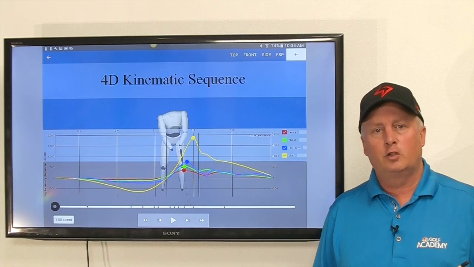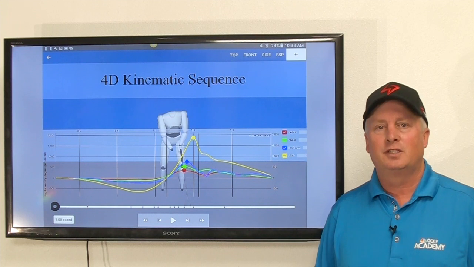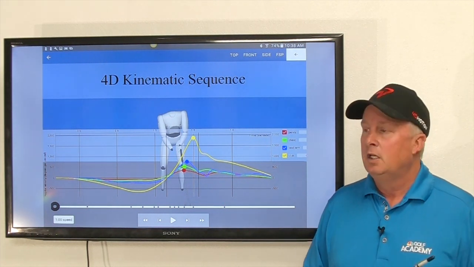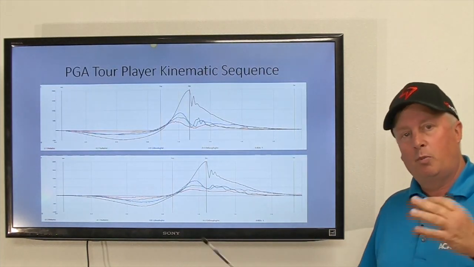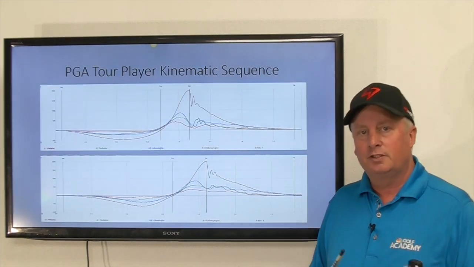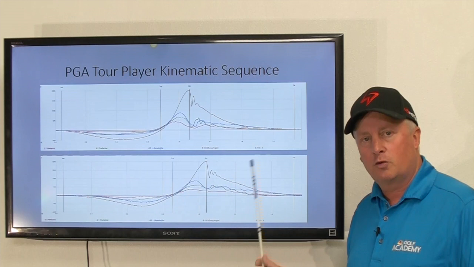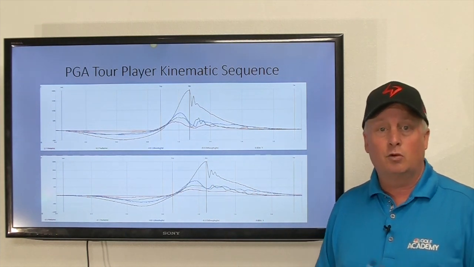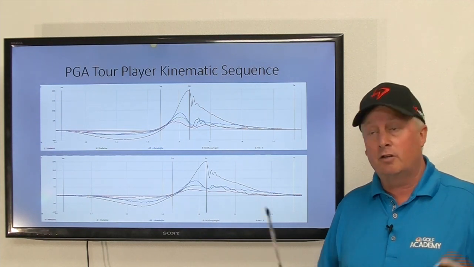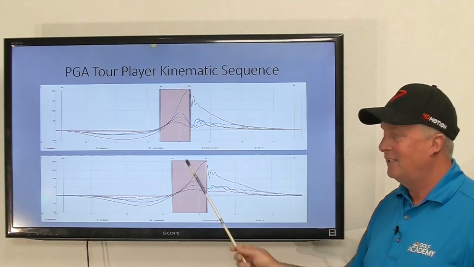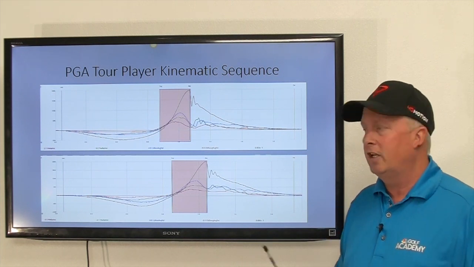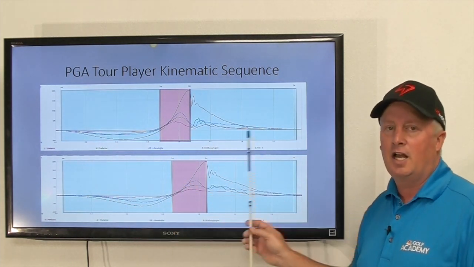In this series of videos, we're going to focus on the kinematic sequence and how 4D motion can help your clients. The first thing I want to point out is the kinematic sequence is the entire swing. What I hear from a lot of coaches across the country and across the world, and some players for that matter, and other people, is that the kinematic sequence is only the downswing.